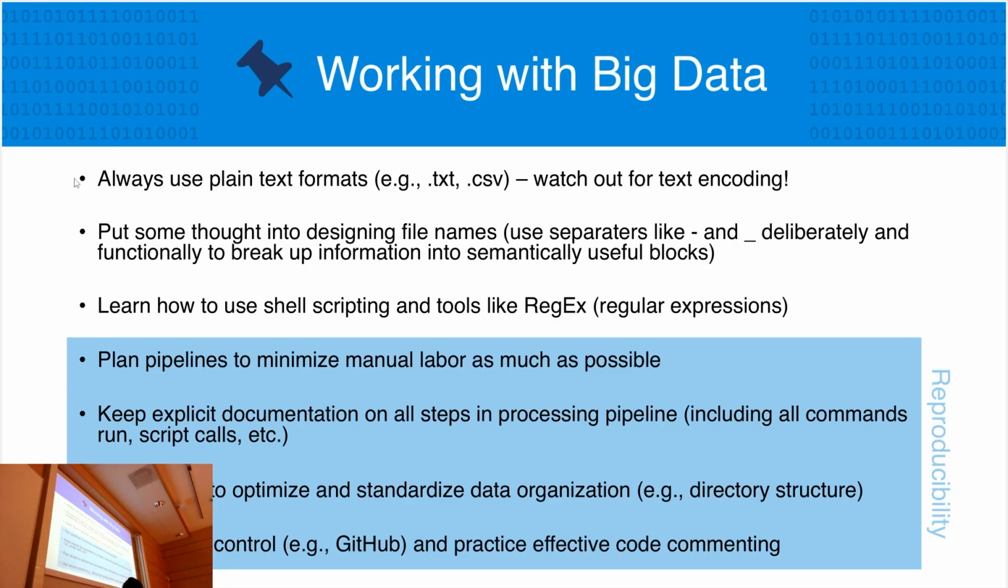Things like putting some thought into designing your file names, so use these separators deliberately. Make sure you don't mix them up, because when you are processing hundreds of thousands, potentially millions of files, you want to make sure your code doesn't break in a loop because you accidentally switched a hyphen and an underscore. Also, sometimes you need to separate things based on a block of information that you've encoded into the file name. That's something you need to think about and design before you start saving images.